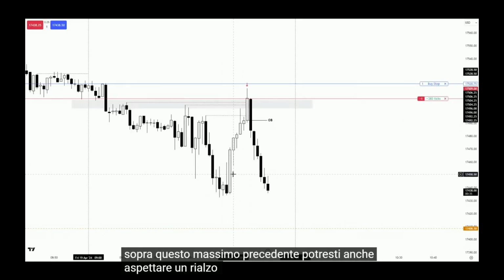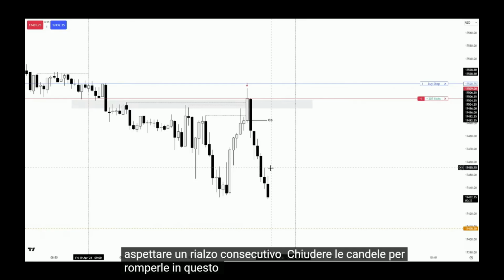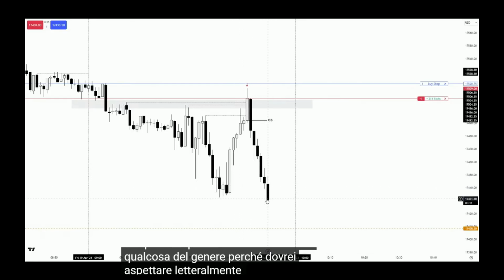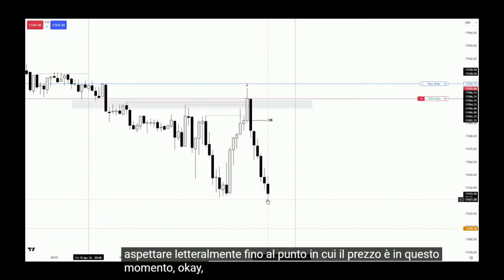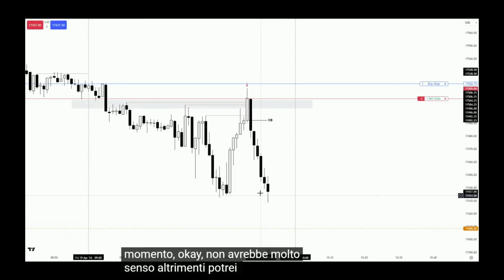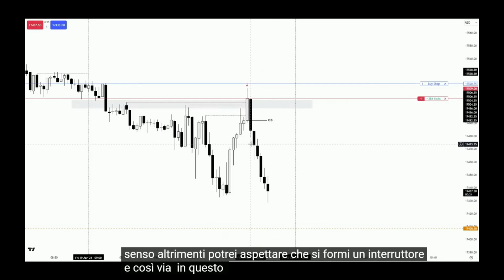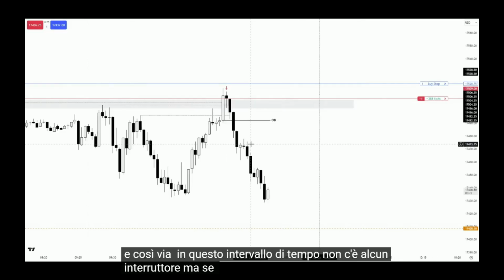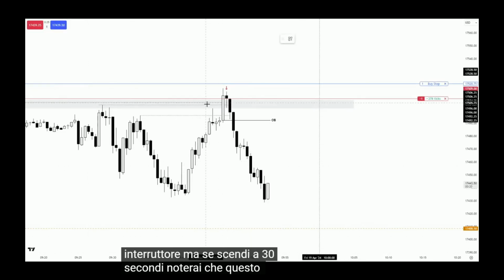You could also wait for consecutive up close candles to break. In this scenario, I wouldn't do something like that because I'd have to wait literally to where price is right now. That wouldn't make too much sense. Or I could wait for a breaker to form. And on this time frame, there is no breaker. But if you go down to a 30-second, you'll notice that this is the breaker.